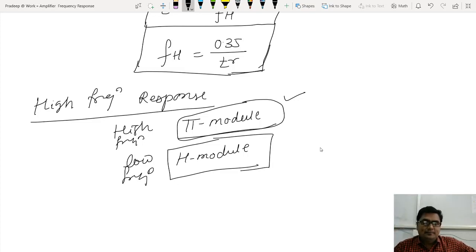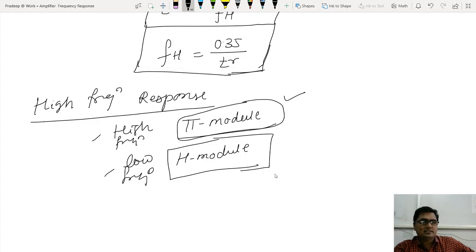Now, these models are really important. The transistor is analyzed at lower frequencies with the help of the hybrid model, that is the h model. Now at higher frequencies the transistor is analyzed using the pi model. So that's why it is very important for us to understand this pi model first, because by using that pi model we are going to analyze a transistor at higher frequencies.